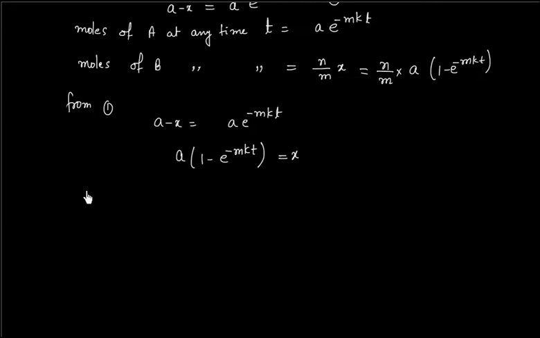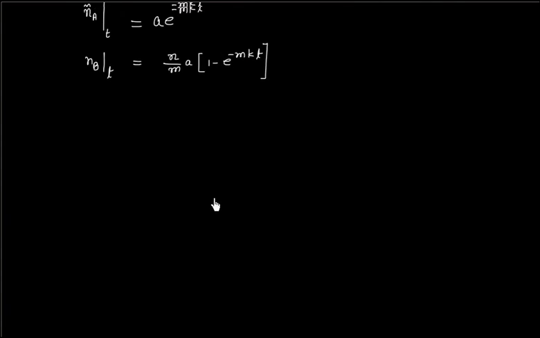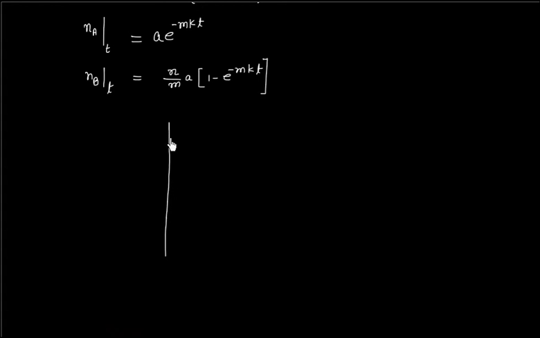So now we know moles of A at any time t. Moles of A at any time t is equals to A into e to the power minus mkt. Moles of B at any time t is n by m into A into 1 minus e to the power minus mkt. Now we can plot a graph between moles versus time.